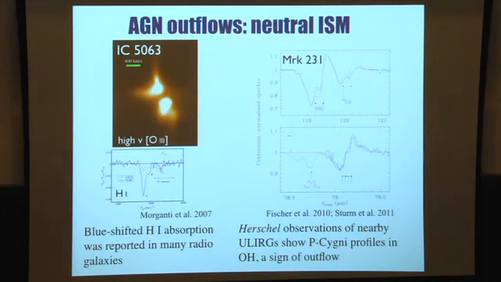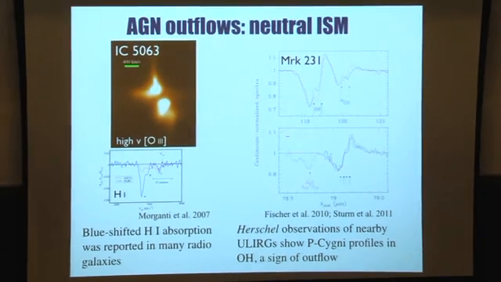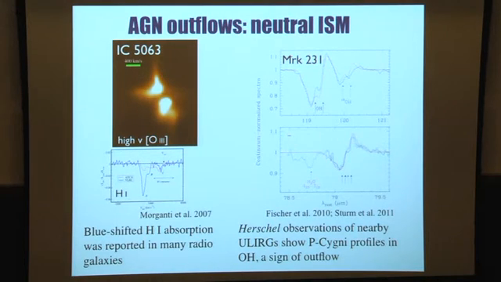More recently, looking at ULIRGs, Herschel actually found something surprising. I don't think that this was expected. They found that when they looked at many, many ULIRGs, they found P Cygni profiles in the OH emission, which is getting to be a pretty dense gas tracer, which was a sign that there were outflows. But again, I'm not talking about Herschel. This is not the role of Herschel. This is not the role of the VLA. This is the role of ALMA.